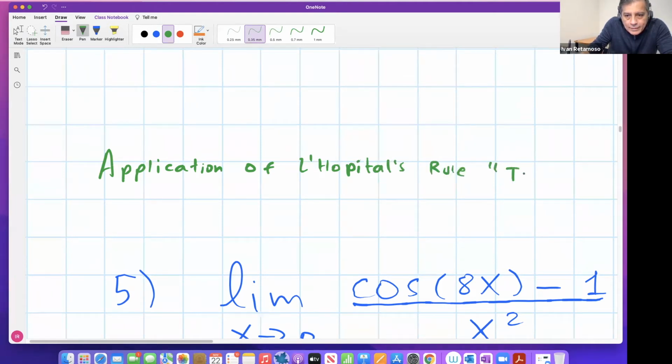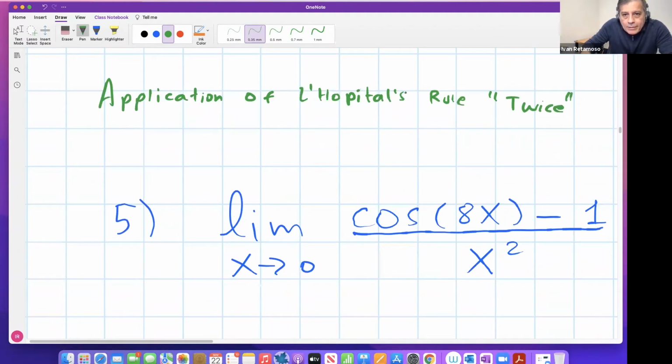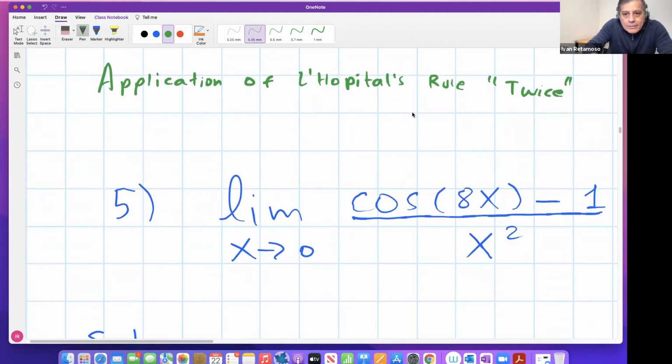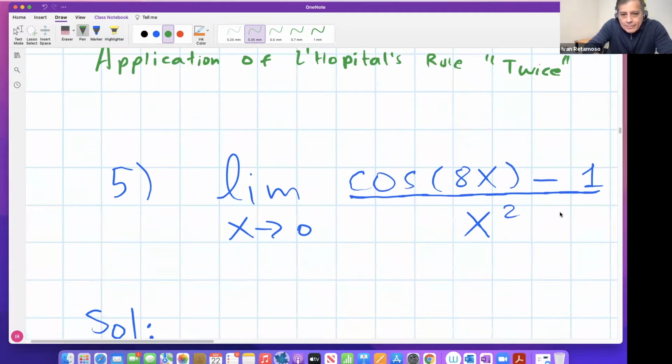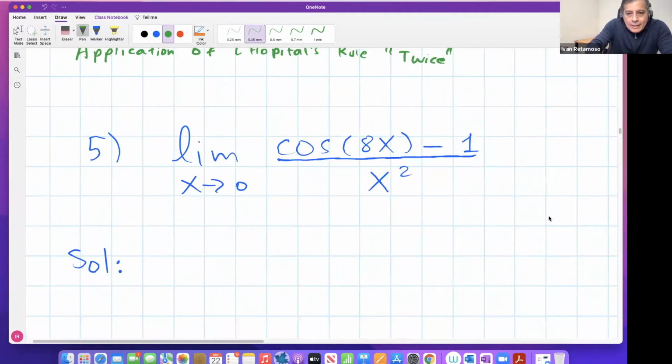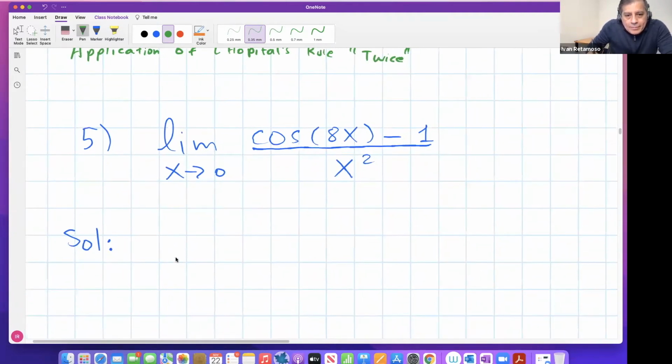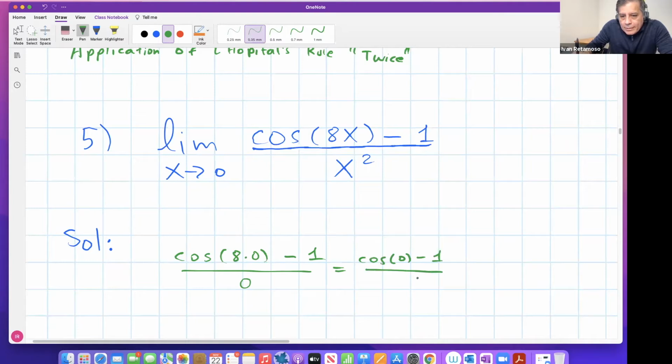Twice. Twice, Professor, what do you mean? Well, I mean the following. I will show you this example. Suppose they ask you to compute this limit, okay? And clearly, if you attempt direct evaluation, if you just plug the zero in an attempt to get this done quickly, you will see that this is cosine of 0 minus 1 over 0.